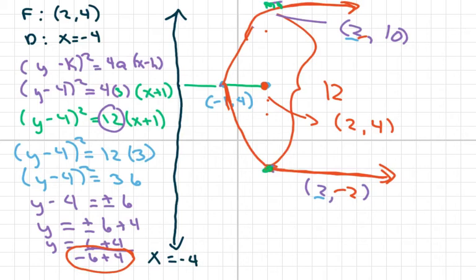Okay. The next set I'm going to do is where you have a vertex and they give you the axis of symmetry containing a point.